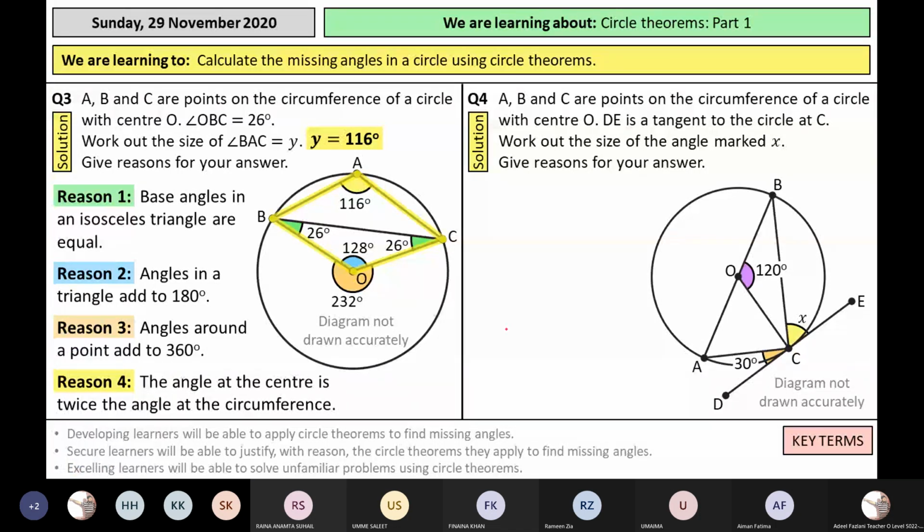Yes, come on. Question number 4. What is the answer of question 4? 60. Anyone else? What is the procedure to find out question number 4? Reason 1, reason 2. Can anyone explain in such a way that I have explained in question number 3, giving the appropriate reasons behind each step? So tell me, how do you do question 4?